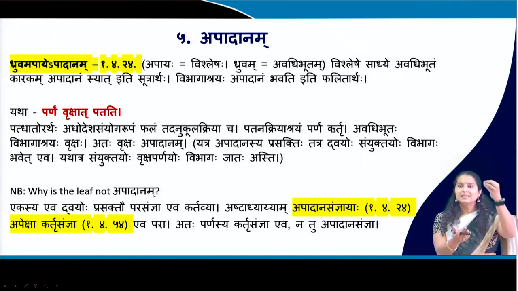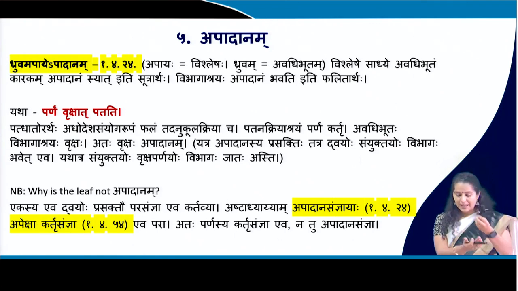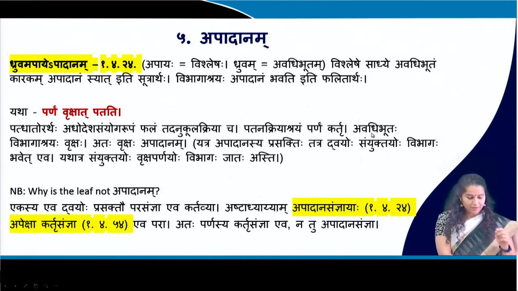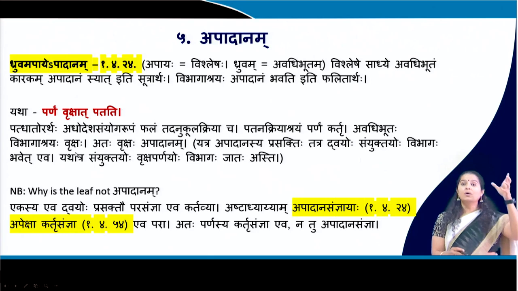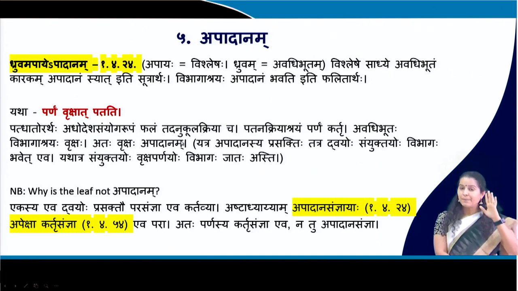Tad anukula kriya, falling. Patana kriya shrayam parnam kartru. So he says, in this case, the leaf that is falling has the movement of falling in it, and therefore it gets the karta sanjna. Just note that here it is kartru because parnam is in the neuter. Had it been a masculine word, it would have been karta. So avadhi bhutaha vibhagashraya vrikshaha. What has remained steady? The tree, and therefore the tree will get apadanam.